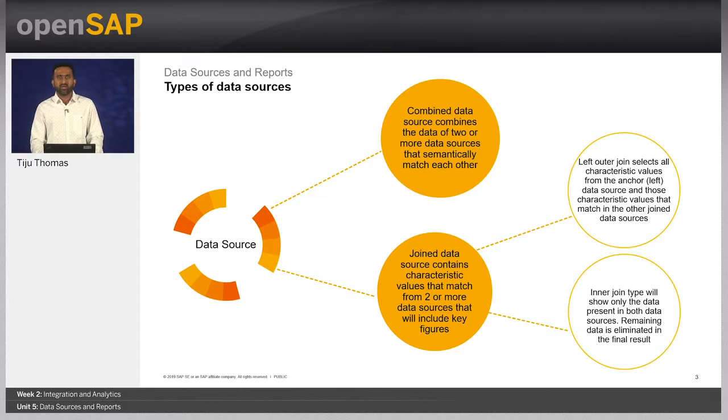On the other hand, you have joint data sources. These data sources will merge data between two or more data sources based on the matching of its data. There are two types of joint data source: left outer join and inner join.